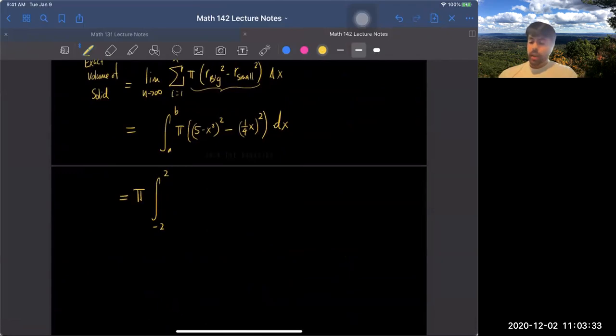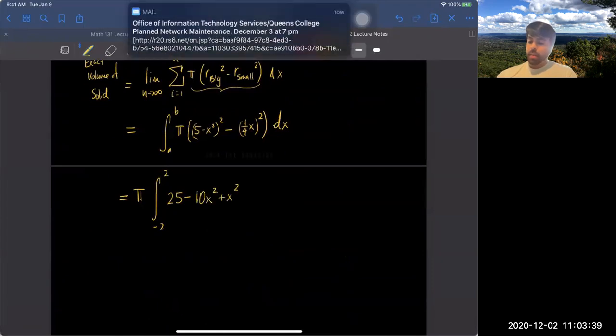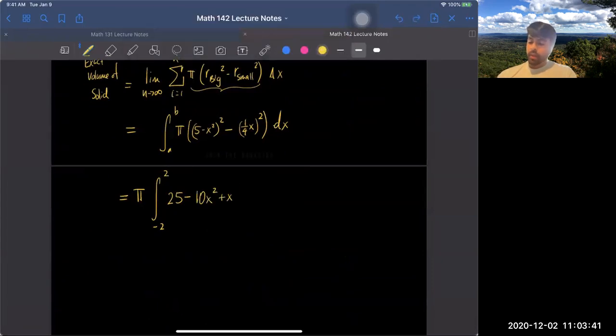So then I get what? I get 25 minus 10x squared plus x to the fourth, pardon me, and this will be minus x to the fourth over 16, dx. Is everyone with me so far?